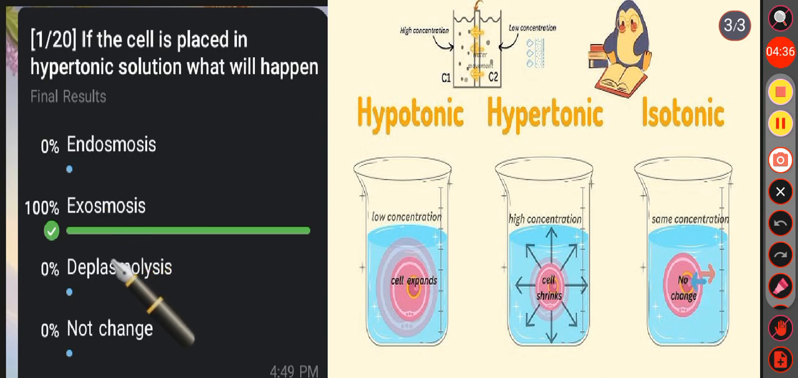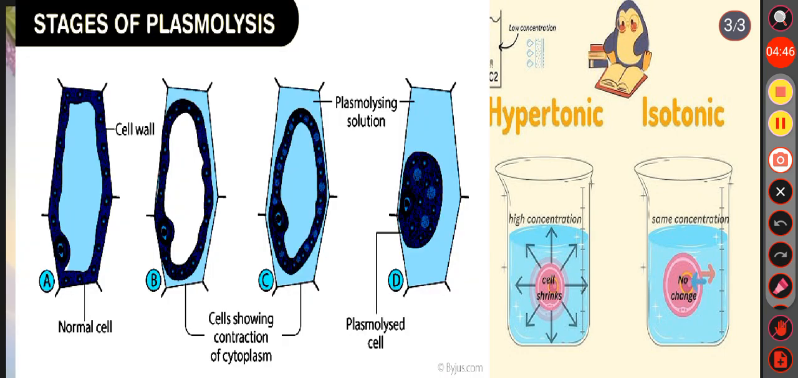Here is another term, that is deplasmolysis. What is deplasmolysis? Before you know what deplasmolysis is, first you must know what plasmolysis is. Okay, so in very simple terms, what is plasmolysis? The shrinkage of the protoplast from its cell wall due to exoosmosis under the influence of the hypertonic solution is called plasmolysis, right?